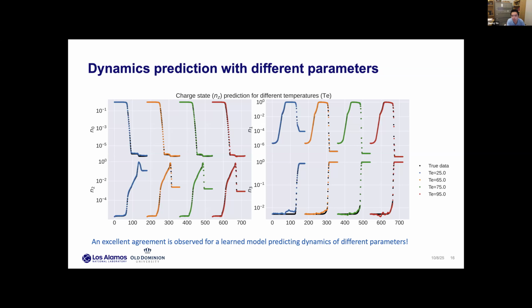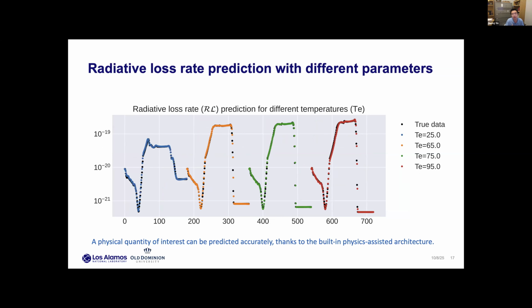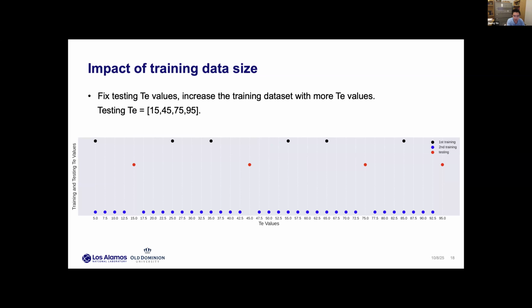So this is the numerical experiment. We got excellent agreement for the neural model predicting dynamics at different parameters. Those are the testing data set, with parameters that were not seen by the neural network, and we get a pretty good prediction. The same thing, we got a good reconstruction for the radiative loss rate. As I said, this is a very important quantity that we need in the CR model. Also, we discovered the impact of the training data set.